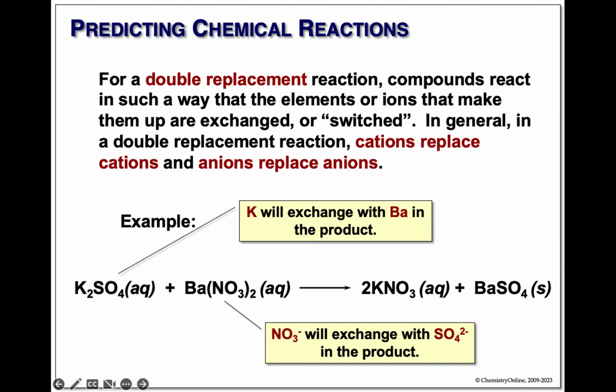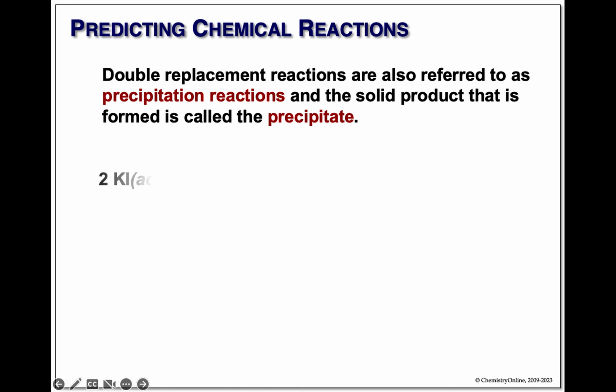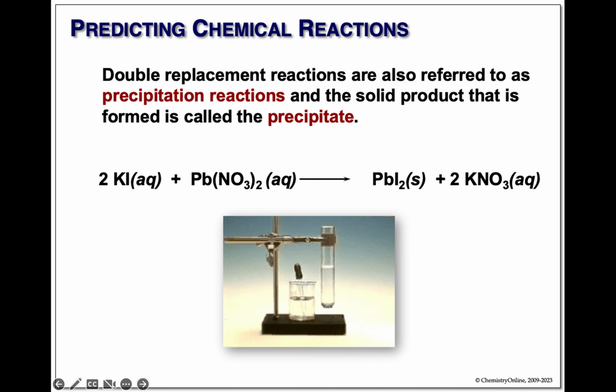Now this precipitate, like I said, all of these reactions, at least the ones we're doing right now, are going to have a solid form. Okay? Here's an example. If we take potassium iodide and lead 2 nitrate, they're both clear, colorless liquids. If we mix these together, we will get lead 2 iodide as a solid and potassium nitrate staying in solution.